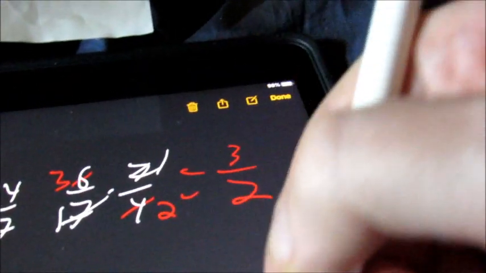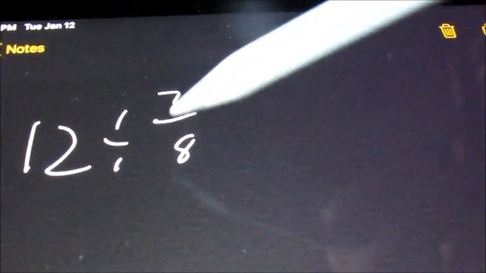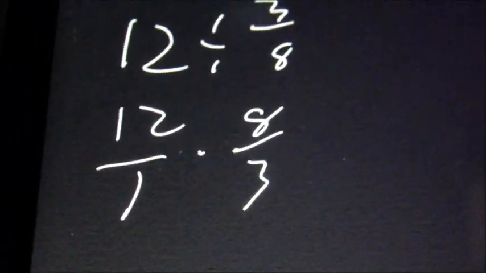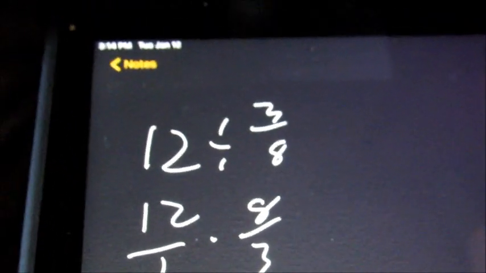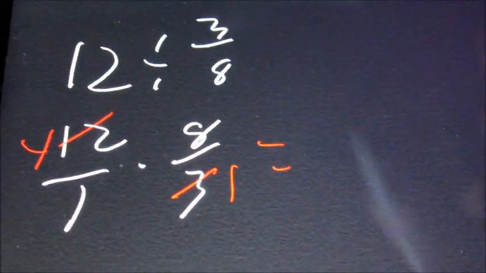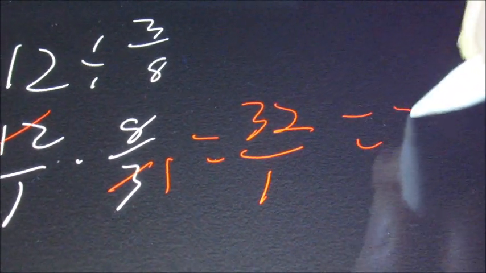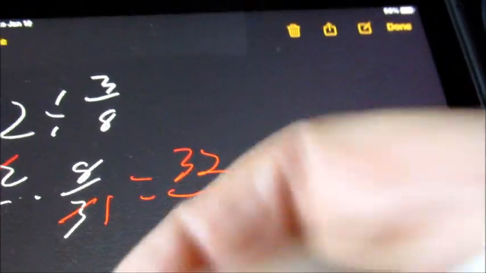So let's see what happens when we have some whole numbers and a fraction. So say we have 12 divided by 3 over 8. So we still want to flip the second one, but turn the 12 into a 12 over 1. So we have a 12 over 1 times 8 over 3. Now, the 3 and the 12 can simplify to get a 1 and a 4. And now we'll have a 4 times 8, which is 32 over 1, which just equals 32.